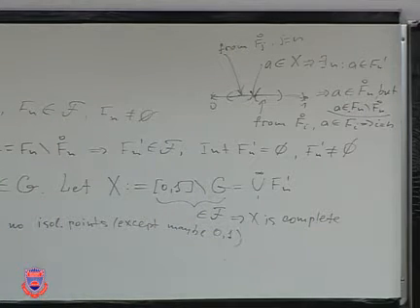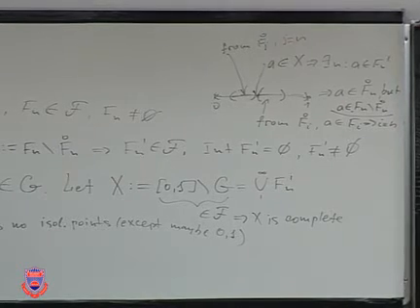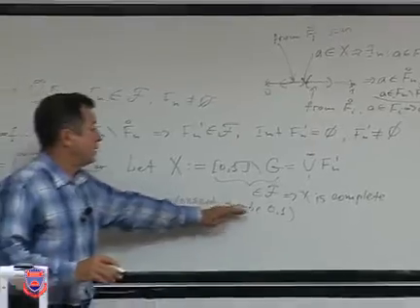Please, your questions about this first argument. So we have that X has no isolated points, maybe except this and this one.